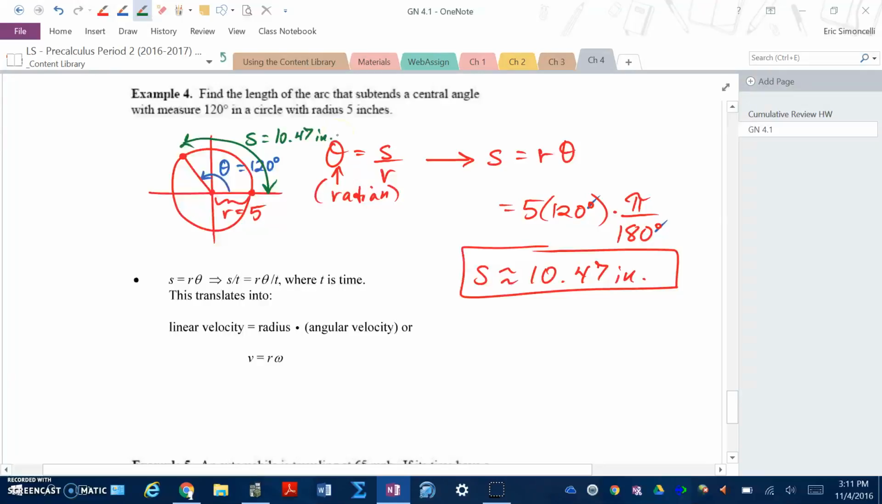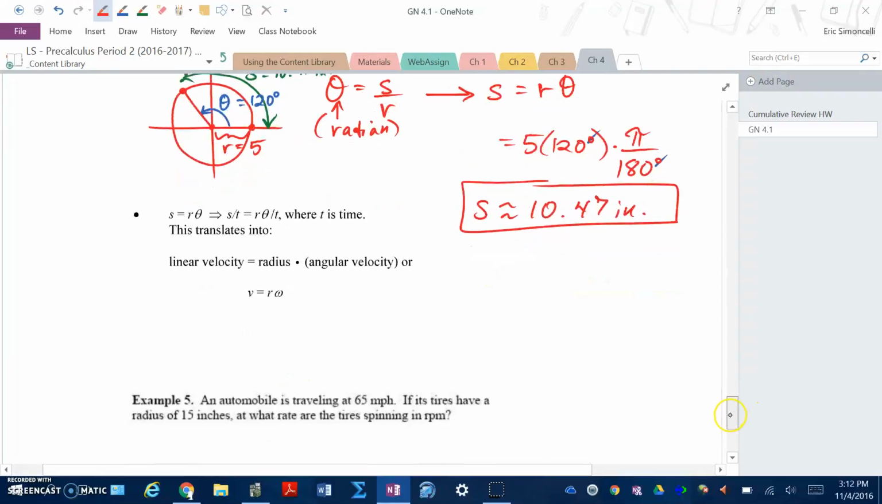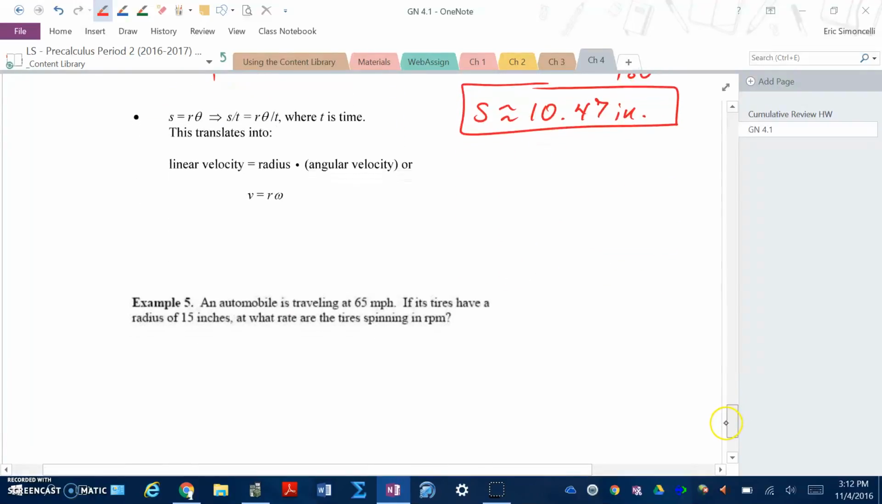As we move on, we see that the same formula pops up, s equals r theta. But if we incorporate now another variable, t being time, s divided by t equals r theta divided by t. So we simply divide both sides by time, and this will translate into the following. Very powerful formula, linear velocity. Linear velocity will be equal to the radius times the angular velocity, or v, velocity, equals r, radius, times omega. This symbol means omega. And we're going to utilize this equation to calculate, in our next problem, revolutions per minute.